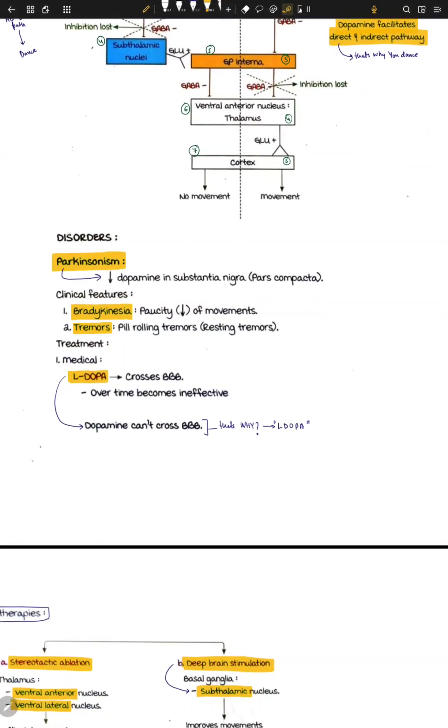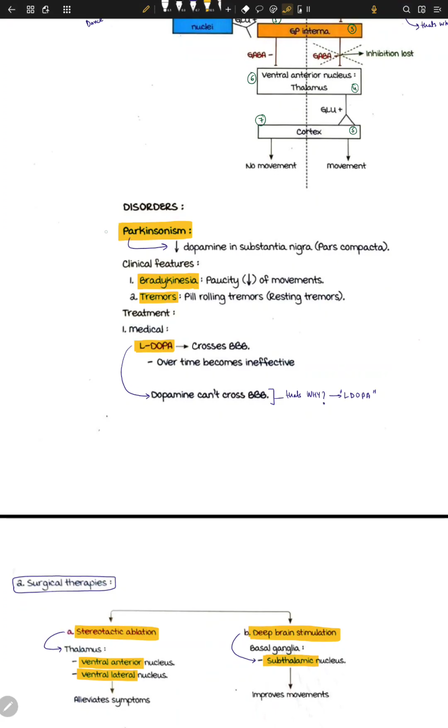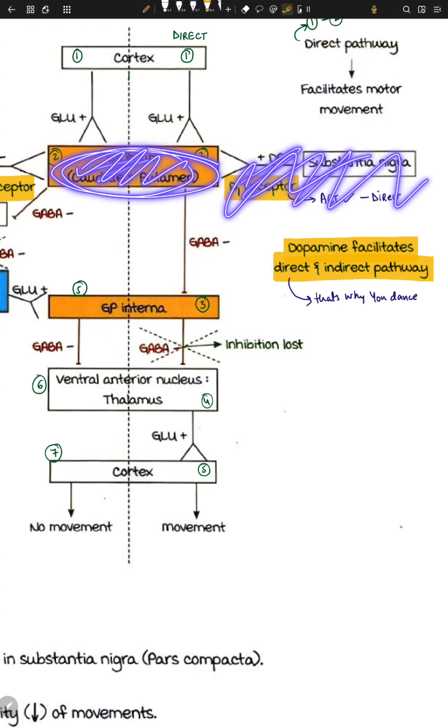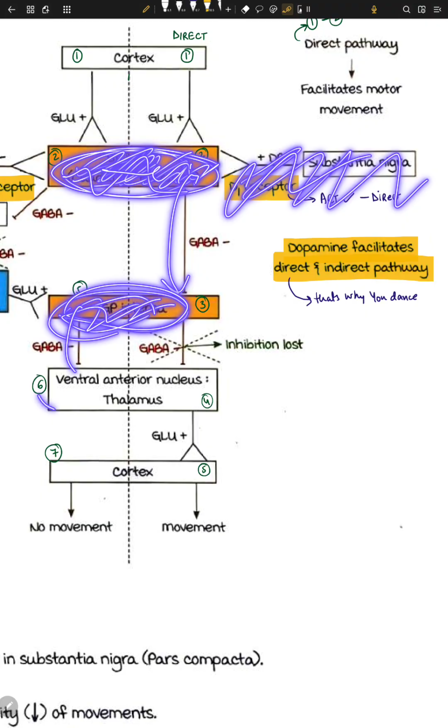Okay, let's talk about the disorders. So disorders of basal ganglia are Parkinson's, and I think that's it. Parkinson's is a disorder of dopamine, not GABA. GABA is for a different one. Sorry. So, disorder of Parkinson's: if you have less dopamine in substantia nigra, imagine you don't have dopamine here. So there is no facilitation to striatum. If there is no facilitation to striatum, it means it will not be activated. If it's not activated, it means there will be no GABA on interna. If GP interna is activated, it means that it will put GABA on VAN, so there will be no movement.